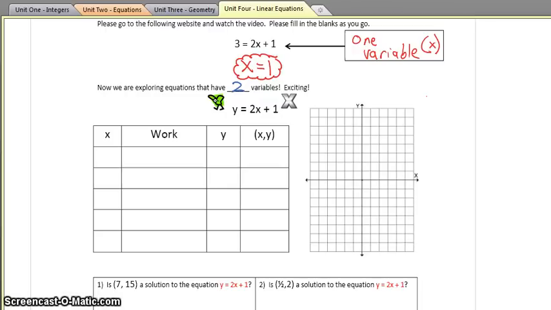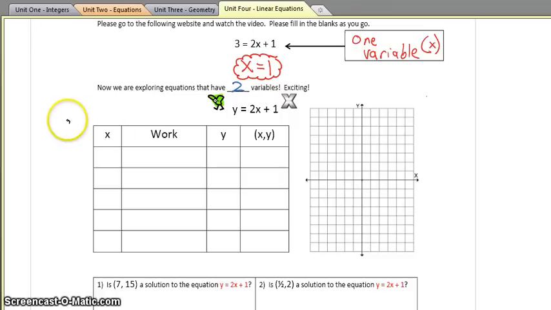Let's start by looking at the example y equals 2x plus 1. This is a linear equation with 2 variables. First thing we're going to need to do is make a table. This is how typically most math classes start, and we're going to start the same way. But you might remember a couple things that we did yesterday.